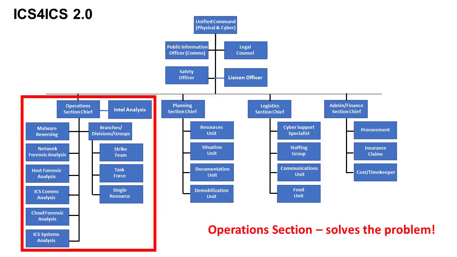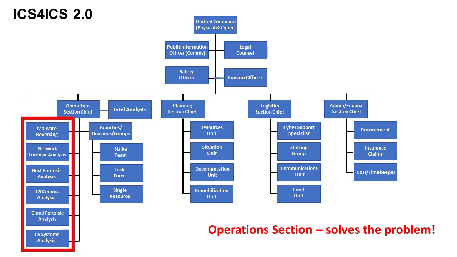The operations section solves the problem. Utilizing divisions, groups, strike teams, task forces, and single resources, operations responds and works to fix the problem. Here are some examples of resources that might be utilized in an ICS for ICS incident. They include malware reversing, network forensic analysis, host forensic analysis, industrial control systems communications analysts, cloud forensics analysis, industrial control systems analysis. Again, these are just examples. The incident will dictate what resources will be required.